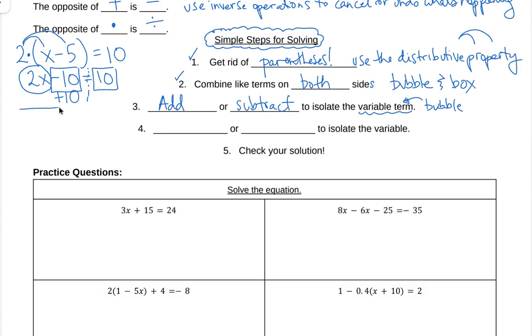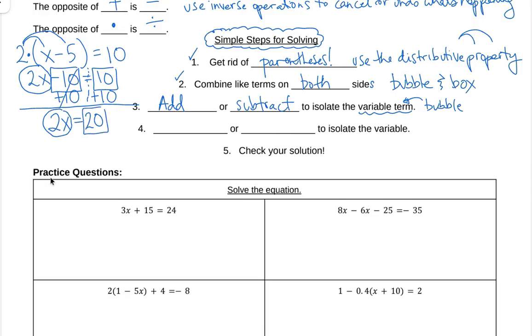All right, and so just like we did with simple equations, one-step equations, if you do something to one side, we must do it to the other to keep it fair and balanced. So I added 10 over here to cancel this out and isolate this term, which means I have 2x equals 10 plus 10 is 20. Okay, so now if I were to bubble and box this, you see where I have a bubble around this, and I would have a box around this.